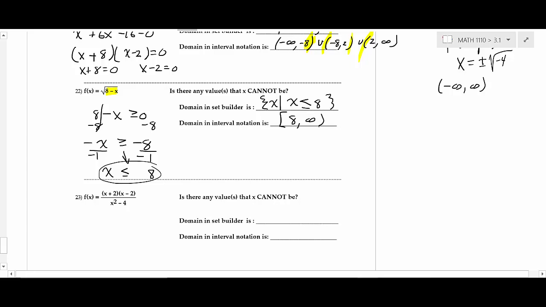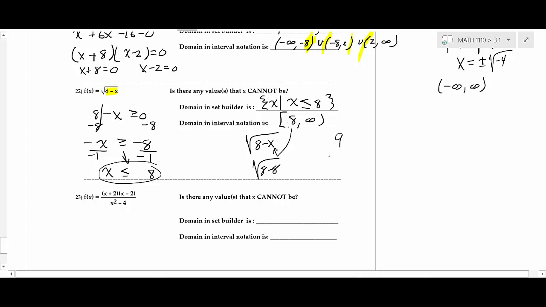Now, a lot of times students, I can tell, like when you're doing tests and stuff, don't catch mistakes. When you do a problem like this, it's actually very nice to just see if you're right. So if you took this function and you plugged in 8, look what would happen. You'd have square root of 8 minus 8. Is that okay? Heck yeah, that's square root of 0. That's good. What if you took a number bigger than 8?